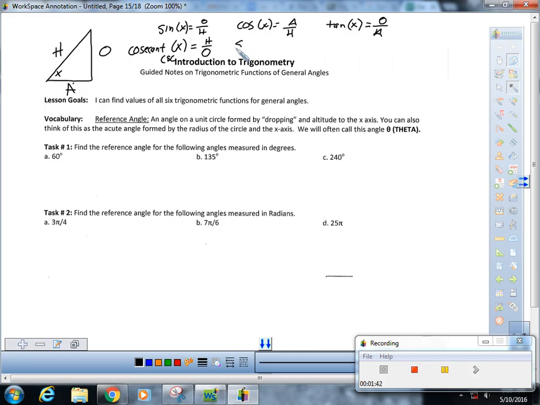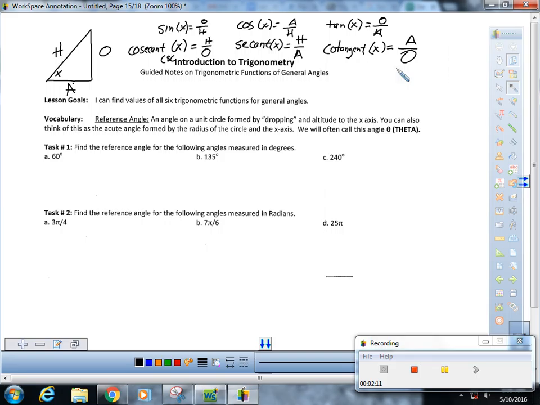The opposite of cosine is called secant of x. I told you, it's confusing. It's quite a bummer. Secant of x is h over a. And then the opposite of tangent is cotangent. And that's a over o. Okay? Just keep that in your back pocket. You'll need that later.